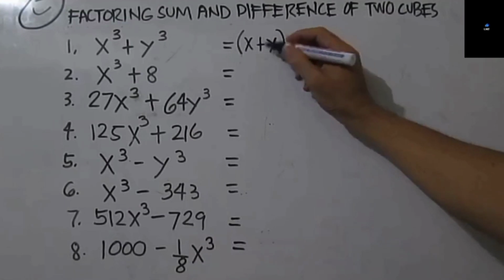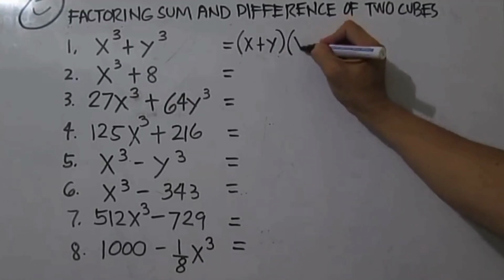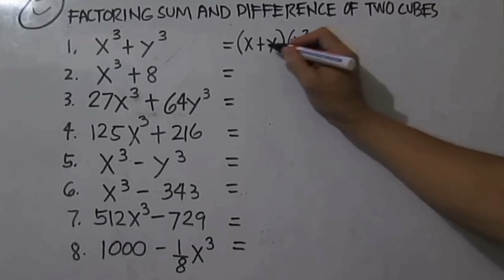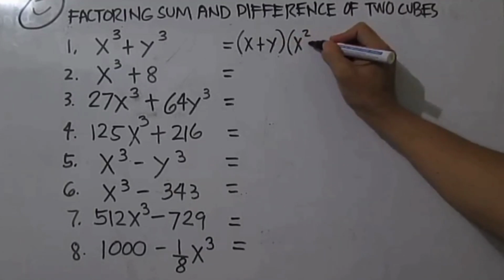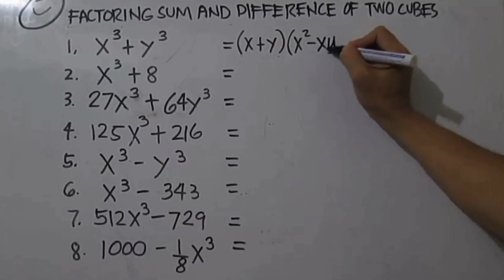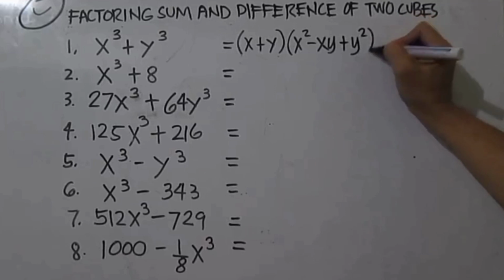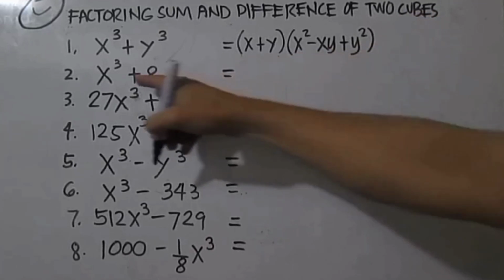For the other factor, square the first term, that is x squared, multiply the first and the second term, and change the sign. x times y is positive xy. However, you're going to write negative xy. That's a rule. And square the last term, y squared. Now, let's move on to item number 2.